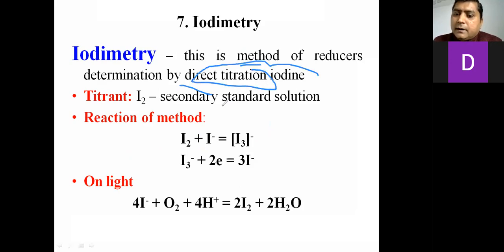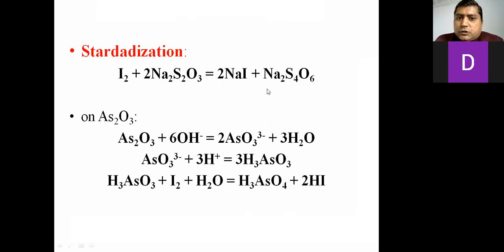Here direct iodine is involved. This is a secondary standard solution, iodine, and it can be reduced to iodide, so it is a method. Next, standardization: iodine can be standardized by using sodium thiosulfate, and sodium thiosulfate can be converted into sodium iodide.